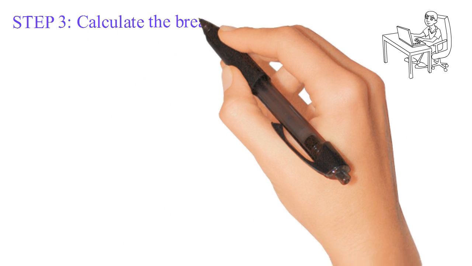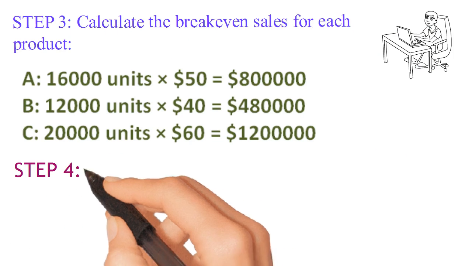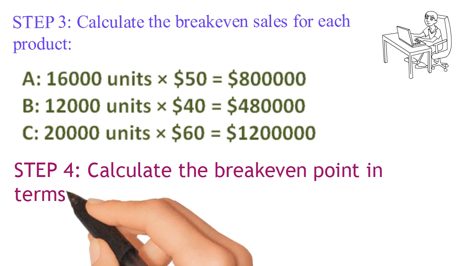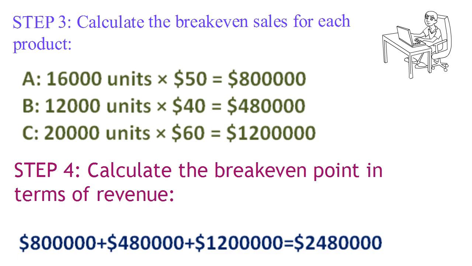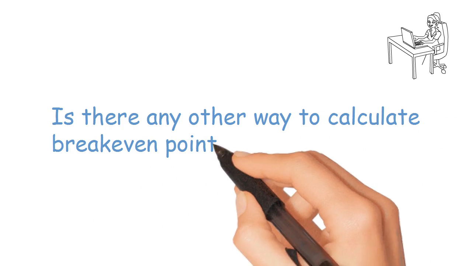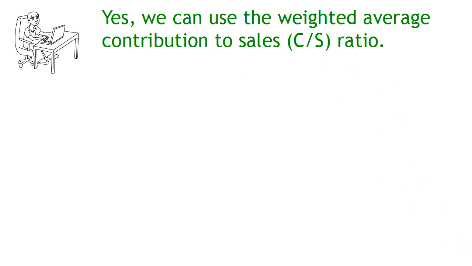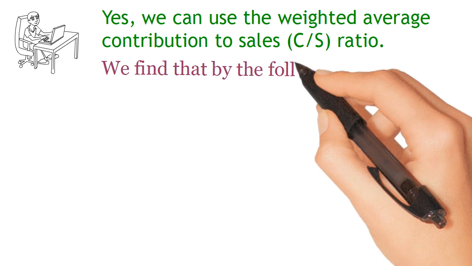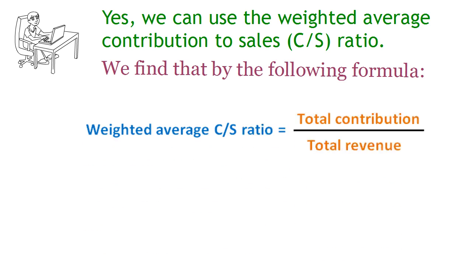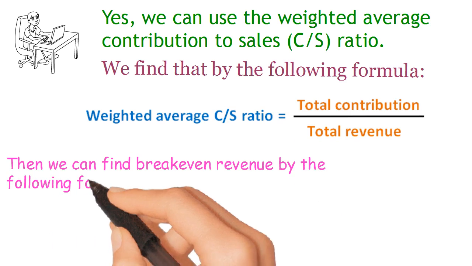Step 3. Calculate the break-even sales for each product. Step 4. Calculate the break-even point in terms of revenue. Is there any other way to calculate break-even point? Yes. We can use the weighted average contribution to sales (CS) ratio. We find that by the following formula. Then we can find break-even revenue by the following formula.